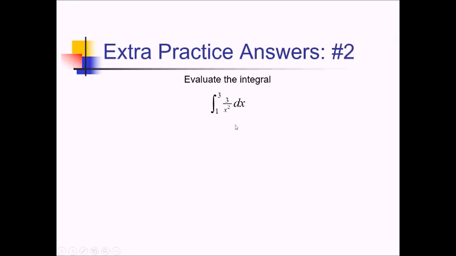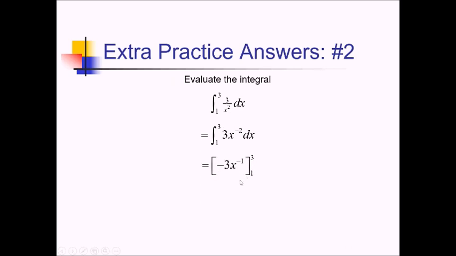To find this definite integral, I'm going to start by taking the antiderivative of 3 over x squared. Before I even do that, though, let me rewrite this as 3x to the negative 2, just to make my reverse power rule a little bit easier to use. So this is going to bump up to an exponent of negative 1. Dividing by that, we've got negative 3 times x to the negative 1, evaluated from 1 to 3.